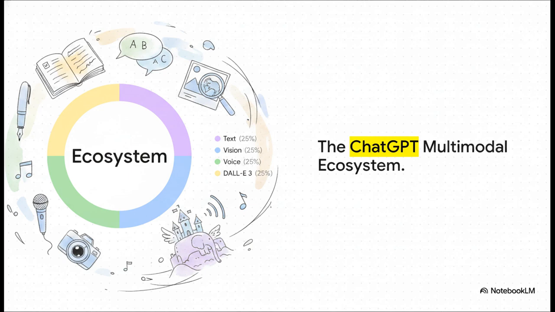Now, what's really interesting here is the massive shift in the ecosystem. Text is now just one slice, about 25% of the modern AI pie. You've got equal parts vision, voice, and incredible image generation with DALL-E 3. If you are only typing text into a box, you are literally ignoring 75% of the ecosystem's true potential. Let's break down exactly what those other slices do.